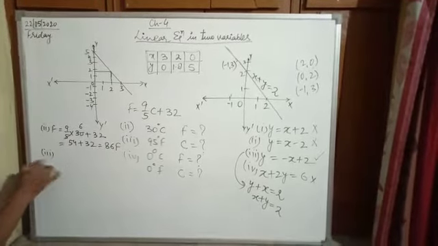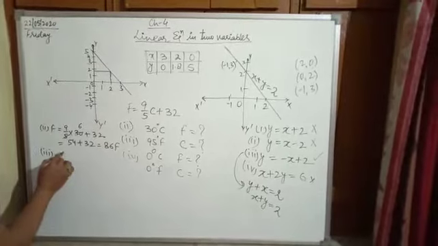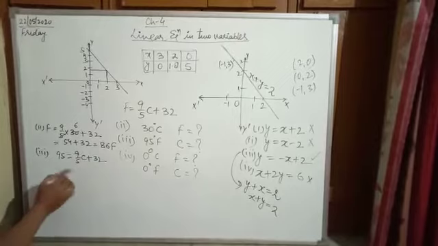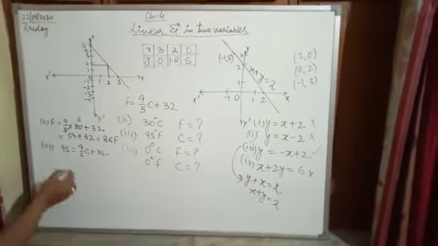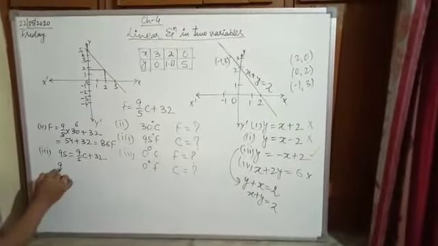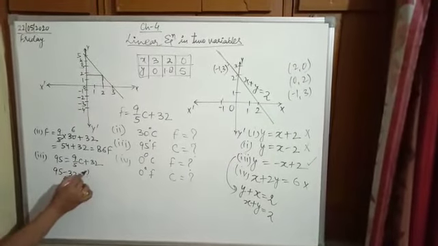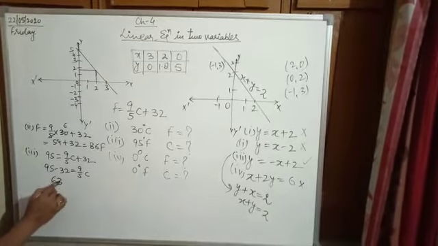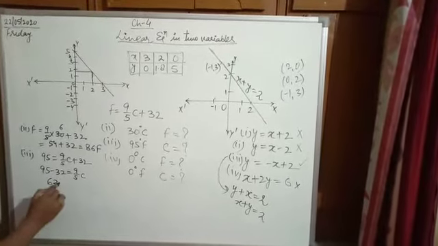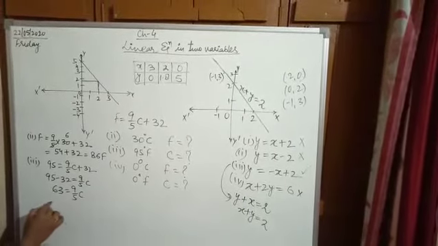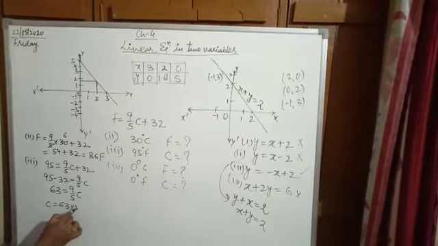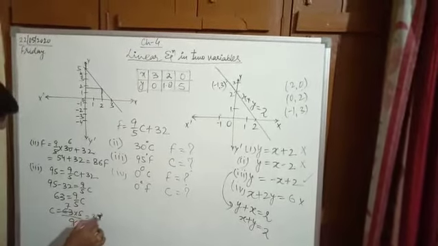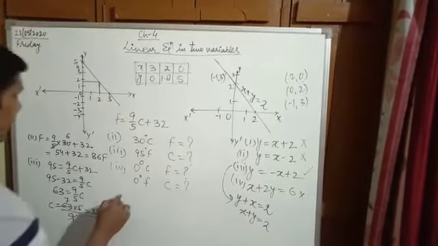Third part, if 95 Fahrenheit, 95 is equal to 9 upon 5 C plus 32, then what will we do? Solve it. 95 minus 32 is equal to 9 upon 5 C. This is 63, which is equal to 9 upon 5 C, or C is equal to 63 into 5 by 9. 9 7s are 63, so 35 degrees centigrade.